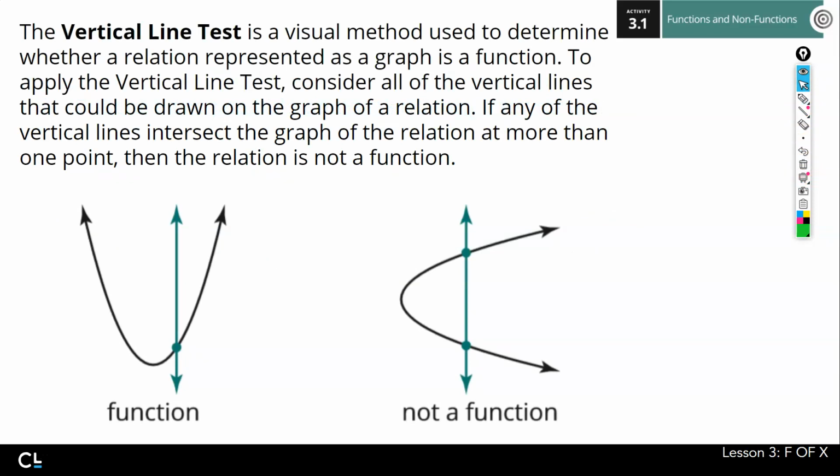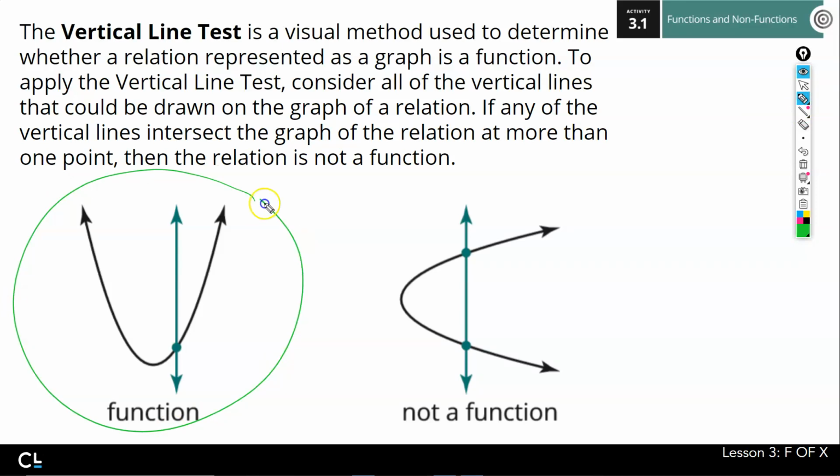The vertical line test. If you notice the green lines, they are representing your vertical line. And it's going to help us to determine whether we have a function or not a function. The vertical line test is a visual method used to determine whether a relation represented by a graph is a function. To apply the vertical line test, consider all the vertical lines that can be drawn on the graph of the relation. If any of the vertical lines intersect the graph of the relation at more than one point, then the relation is not a function.